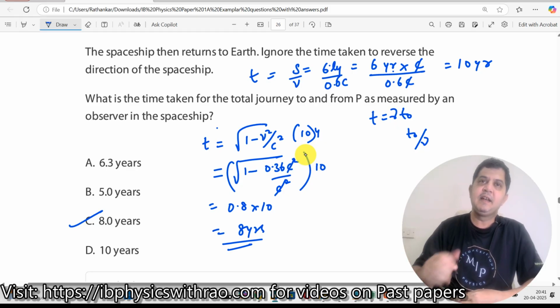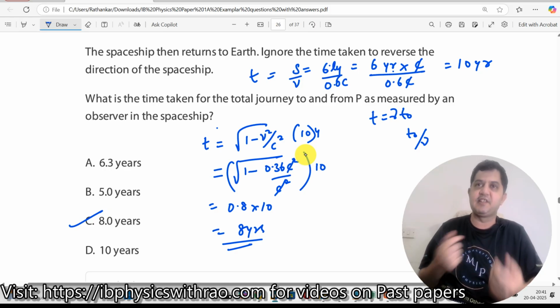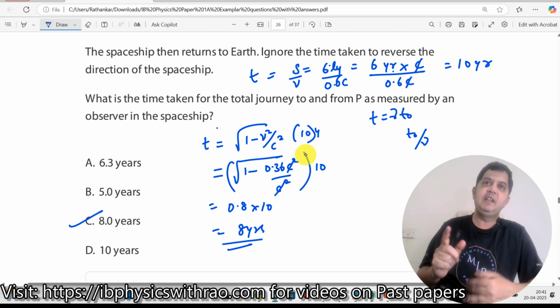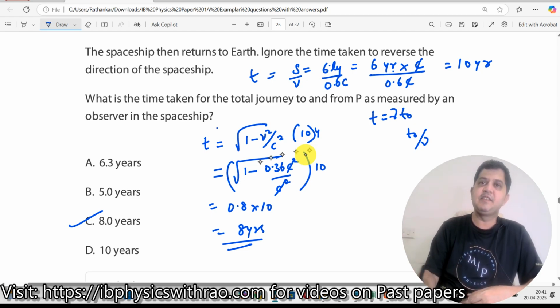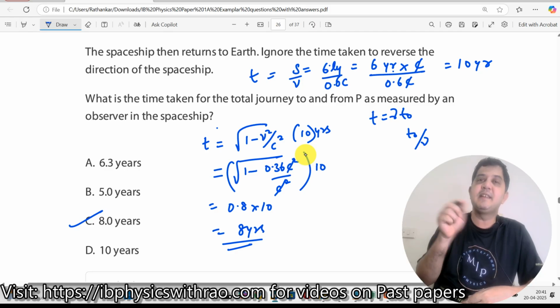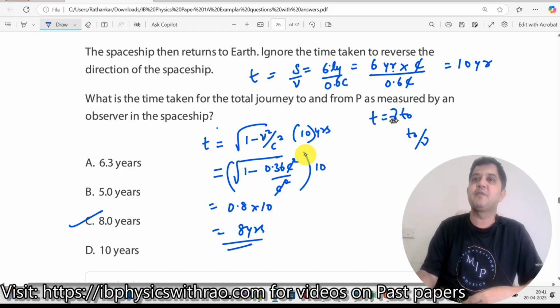What I do is I consider the proper time to be as measured by the frame which is at rest. I have already taken this to be the Earth one. Then the moving frame is considered to be the dilated frame. Whenever I consider the dilated frame, the time taken should be lesser than what I observed. So I put the root of 1 minus v squared over c squared.